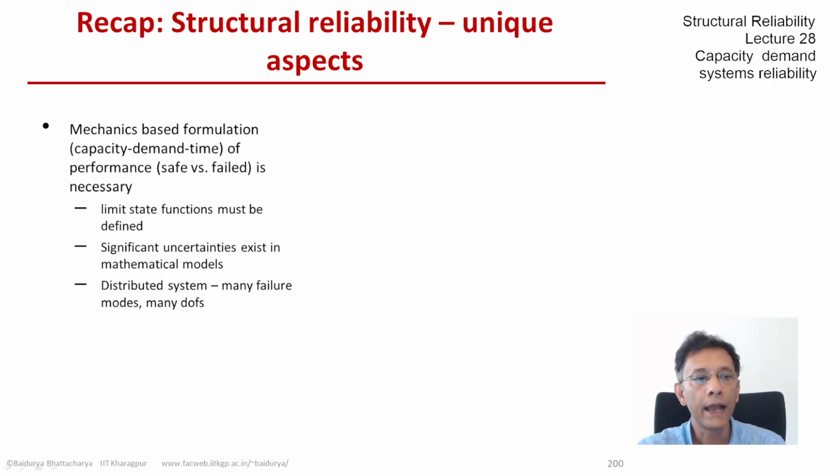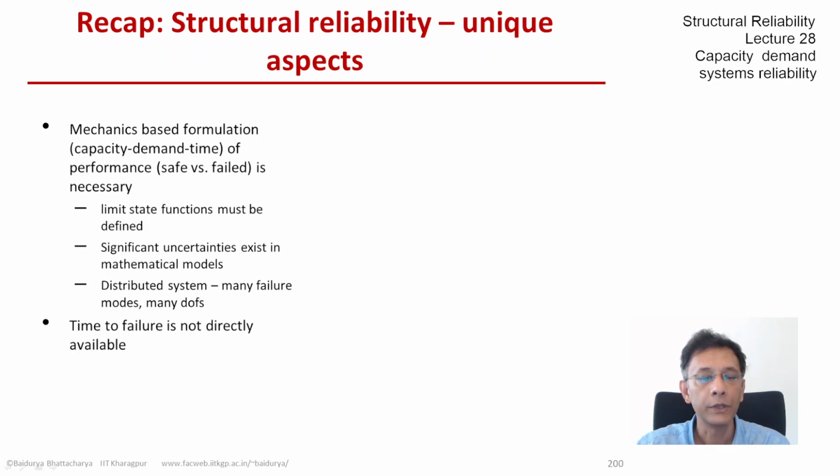So we have a mechanics-based formulation, which is essential because we do not have an abundance of cheap identical samples to test. So we cannot directly get the time to failure, for example. So we need limit state functions. We also need to consider all the uncertainties. There are many degrees of freedom. There are many failure modes. And these systems are non-repairable in nature.